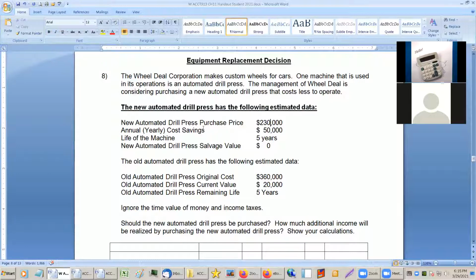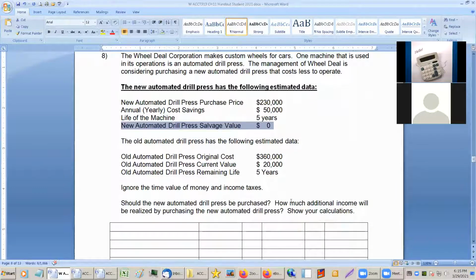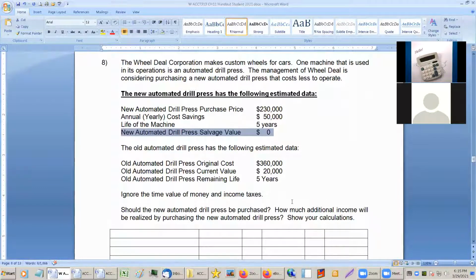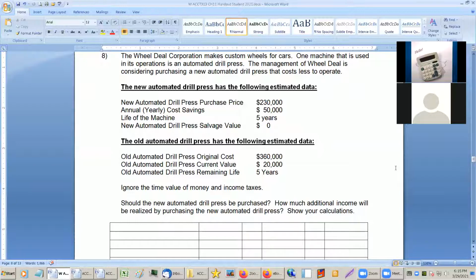Okay, we've got the purchase price. We've got the annual cost saving. So this is the one that's going to save us every year. And it's going to last for 5 years. And after 5 years, it's not going to have any value. Here's the old one. Original cost 360, current value 20,000. You know, time value of money. We'll get to that in chapter 21, which is one chapter after this one.